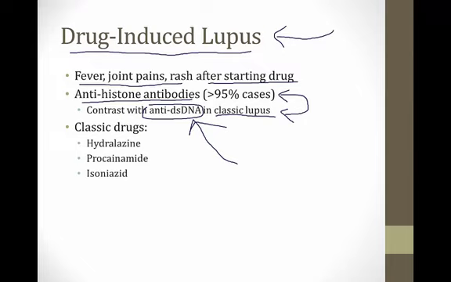And there are 3 classic drugs you should know for step 1 that can cause a drug-induced lupus syndrome. And these are hydralazine, which is a blood pressure drug, procainamide, which is an antiarrhythmic, and isoniazid, which is a tuberculosis drug.